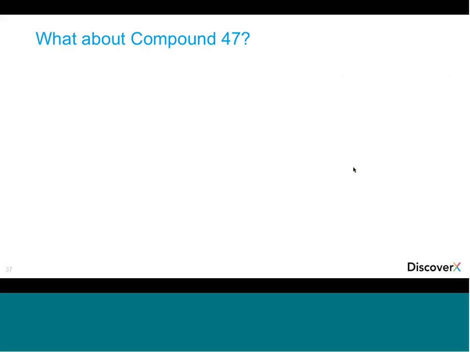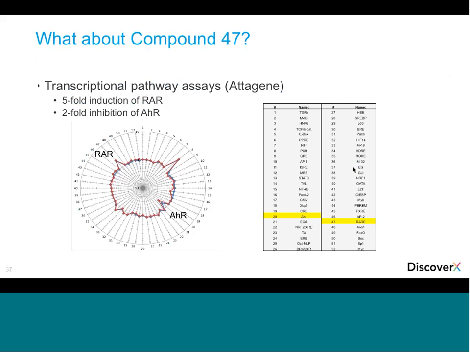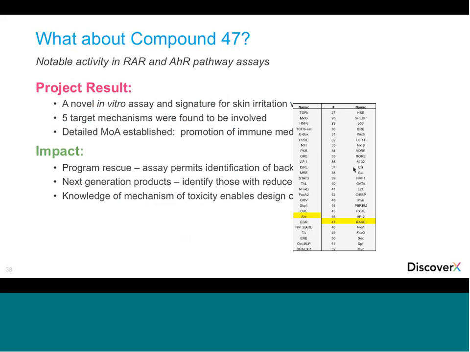So what about compound 47? It turns out that our collaborator tested these compounds in nuclear hormone receptor assays and did find that notable induction of retinoic acid receptor responses and some changes in aryl hydrocarbon receptor. And so in this way, we were able to take our list of potential mechanisms and confirm their compound mechanism.